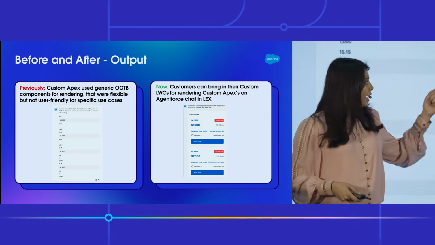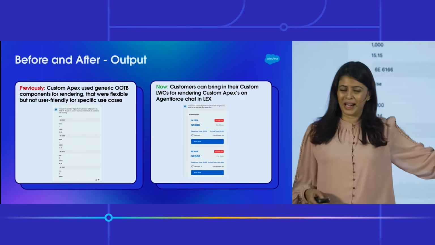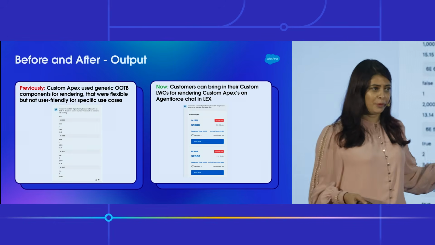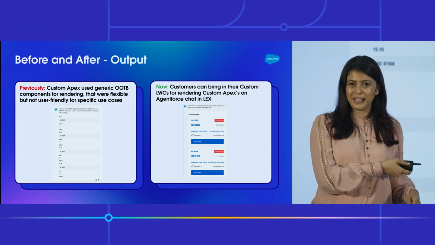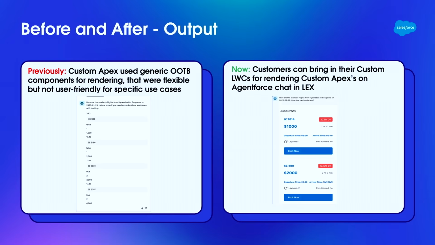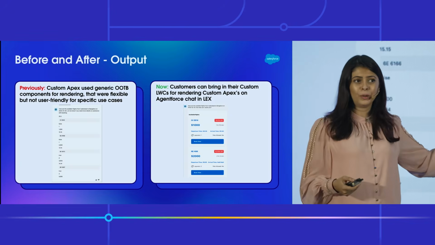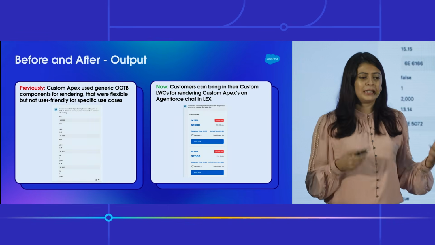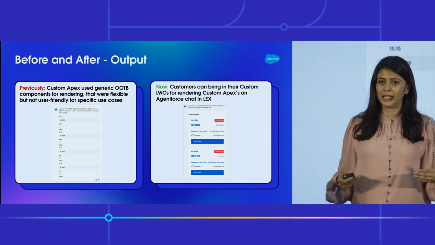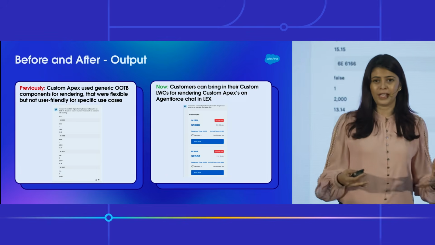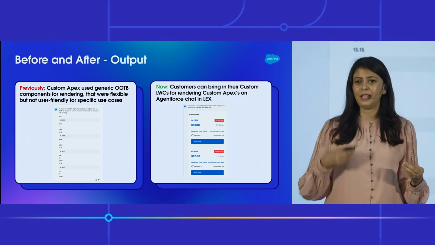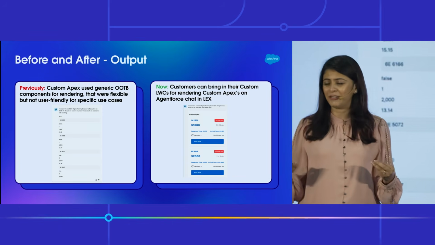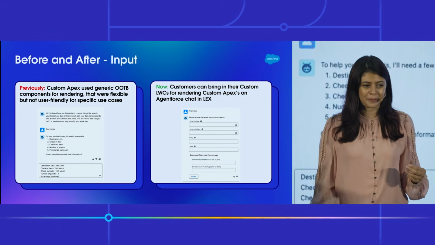Previously, as I showed you, this is a list of flights which gets rendered through the out-of-the-box component. But now you can bring in your custom LWCs. And just looking at it, just because I'm so comfortable with reading this output component, I know exactly what to see, what is the most important thing for me, and I can go ahead and take that action. So this is what we are offering to you through this feature. This level of customization of bringing your own LWCs and making sure that your users of Agentforce can actually make sense of every response that they get and take action on every response wherever required.